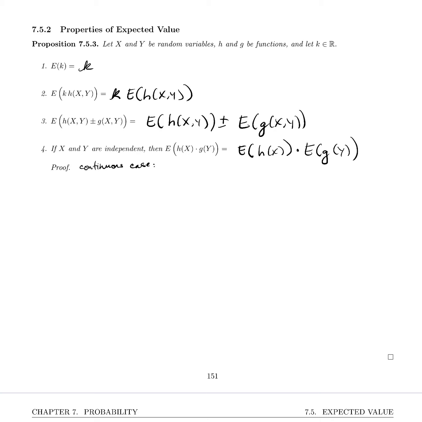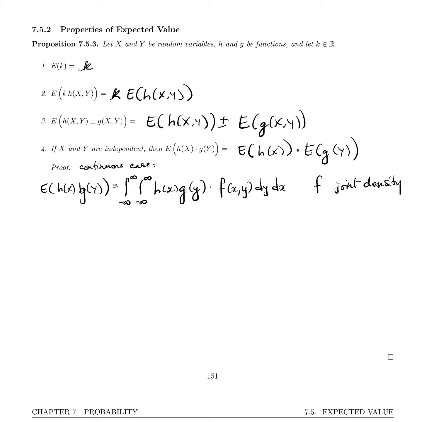And so let's write down the definition. Not the definition, actually. It is the law of the unconscious statistician, so LOTUS, the bivariate LOTUS. The expected value of h of X times g of Y is, well, it's the double integral from minus infinity to infinity of h of X times g of Y times their density function, so f of XY dy dx, where this f is the joint density function of X and Y.